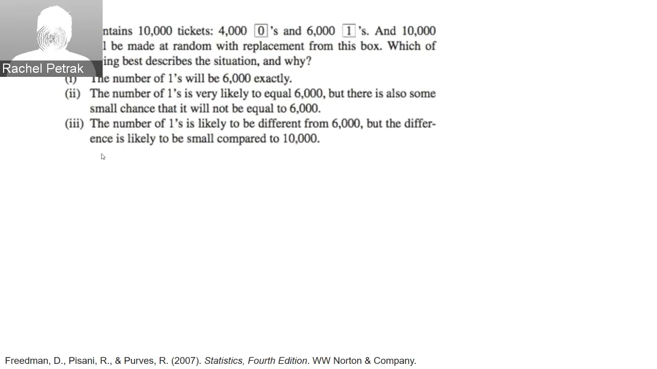It's likely to be different from 6,000, but it's likely a small difference compared to 10,000, because as we saw earlier in the lecture, once you get out to 10,000 trials of something that comes out heads or tails, and ones and zeros are very similar to heads and tails, you could think about them in exactly the same way. Once you get out to 10,000 trials, there's a very small percentage of error. So it'll be different from 6,000, but only by a little bit.